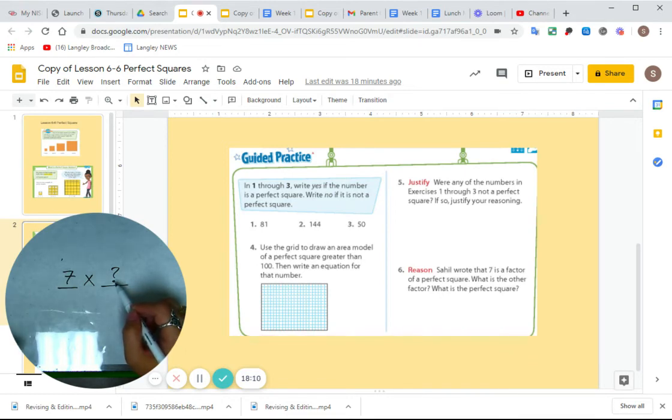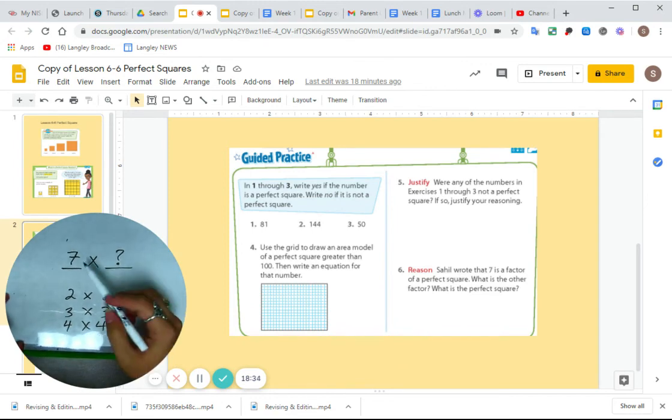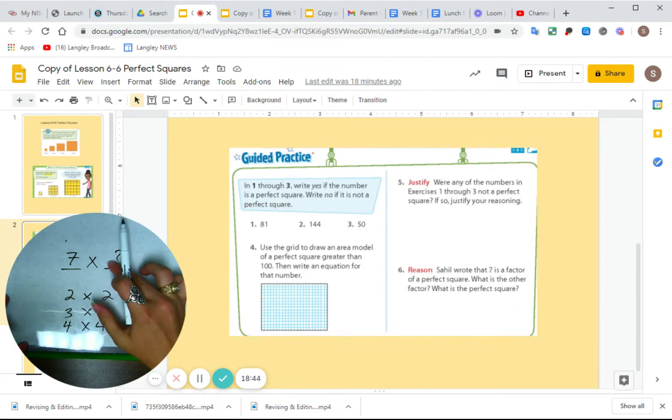Now, they're kind of giving us the answer in a way. Think about it. I'll let you think for a few seconds or pause the video. But we should know, I've said it multiple times already so far, that a perfect square is a number times itself. So like 2 times 2, 3 times 3, 4 times 4, and so on and so on. So if this factor is 7, what is the missing factor we should have here in order to get a perfect square?